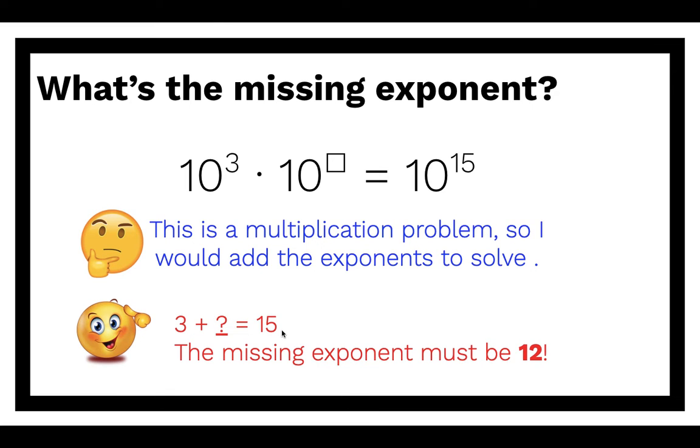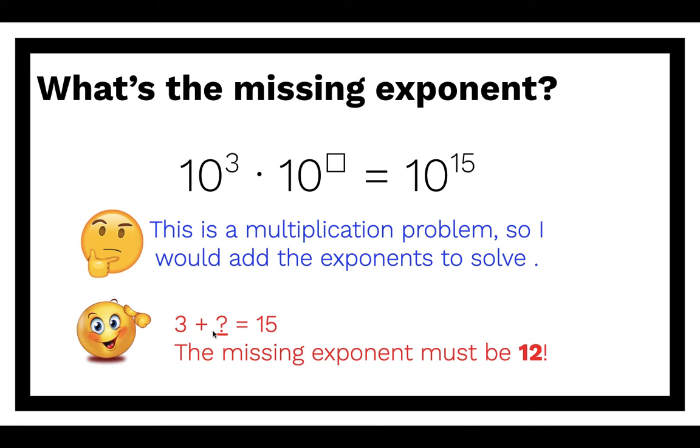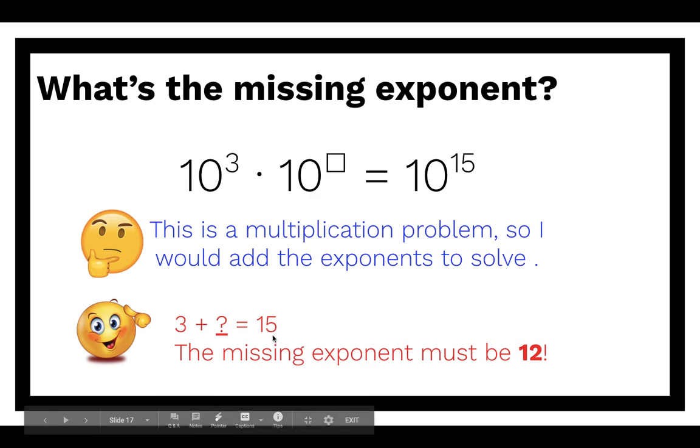Or the other way you could have done it is, think of this as x, or a variable here, a, b, whatever you want. We'd subtract 3 from both sides, and 15 minus 3 is 12. So then x would equal 12. That's another way to think of this.